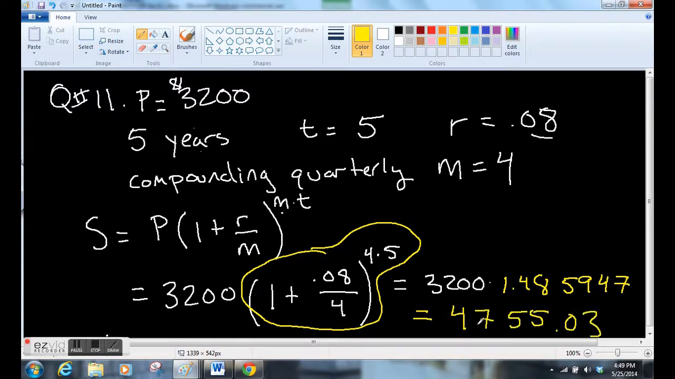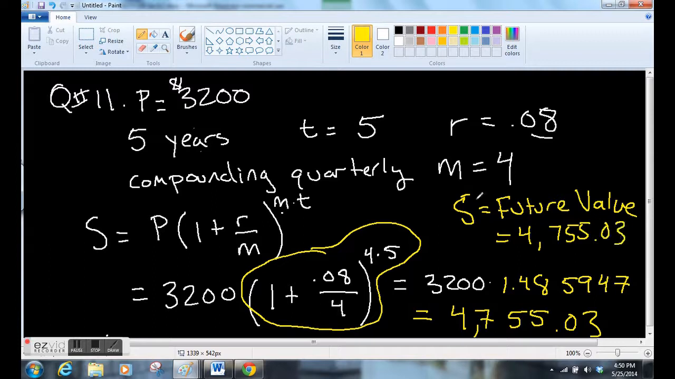So this answer is about 4,755.03. That's S, the future value. So at the end of your 5 years, you're going to have $4,755.03. That's the future value. And again, what happened here with your problem is you had $3,200.